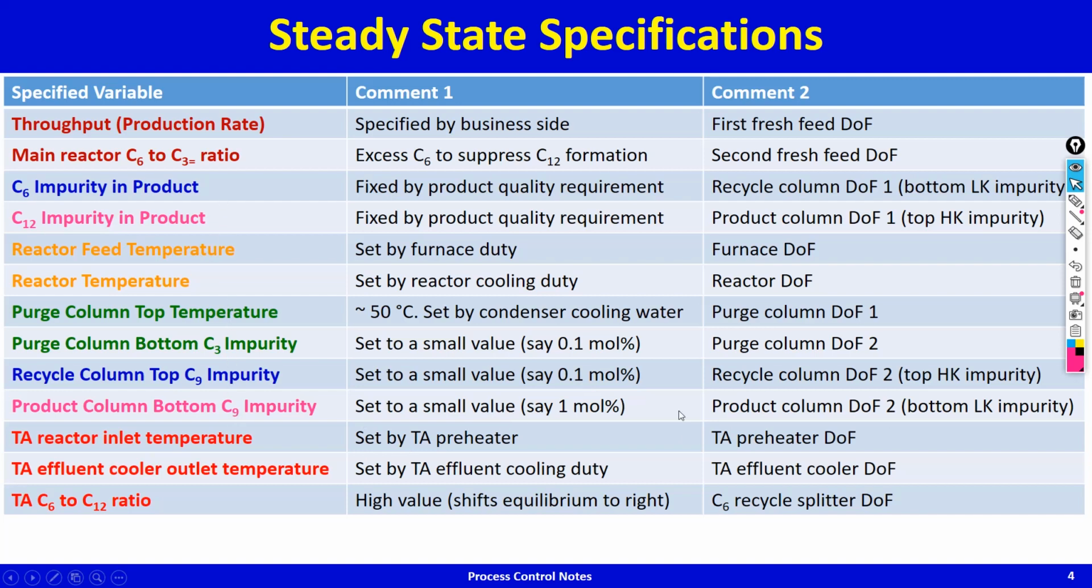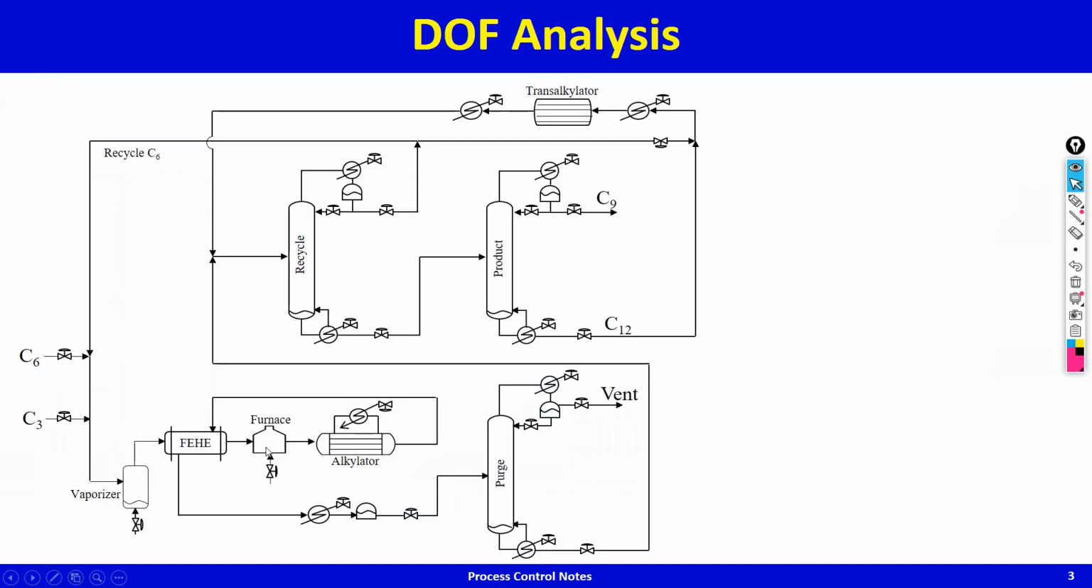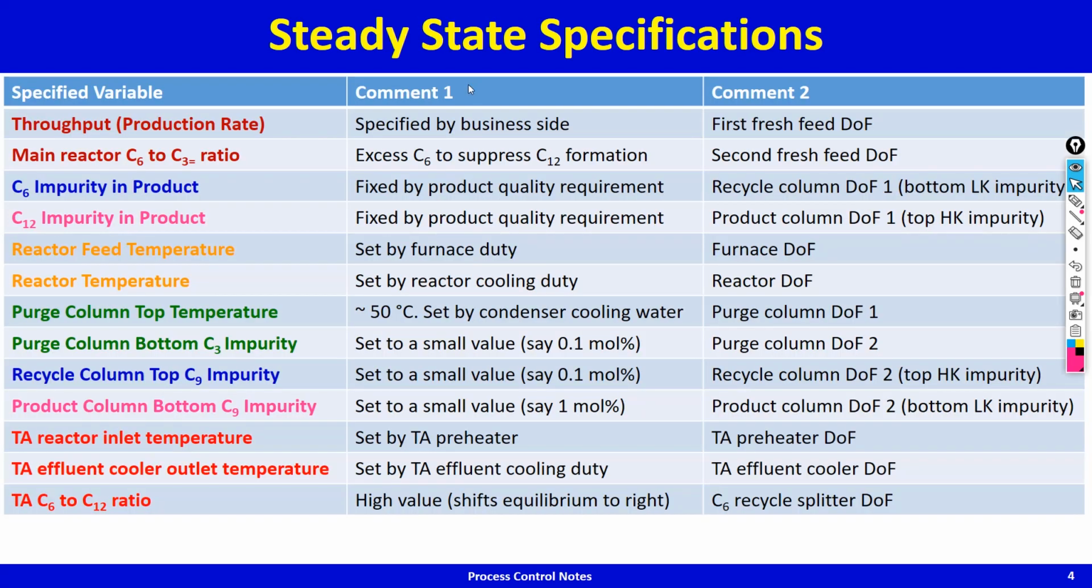So now that we have taken care of the three columns, the product column bottom C9 impurity takes care of the second degree of freedom of the product column. So all 6 degrees of freedom associated with the columns are now taken care of. Then we are left with the 3 degrees of freedom associated with the transalkylation section. And those are very simple. Transalkylator inlet temperature, this inlet temperature is set by the heater, and this outlet temperature is set by the cooler. So those are the 2 degrees of freedom here: transalkylator inlet temperature and transalkylator effluent cooler outlet temperature, and these take care of the degrees of freedom associated with the preheater and the cooler in the transalkylation section.